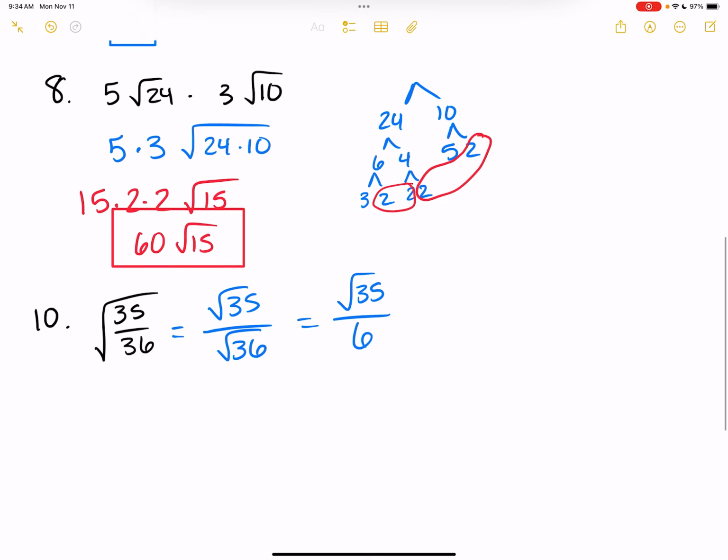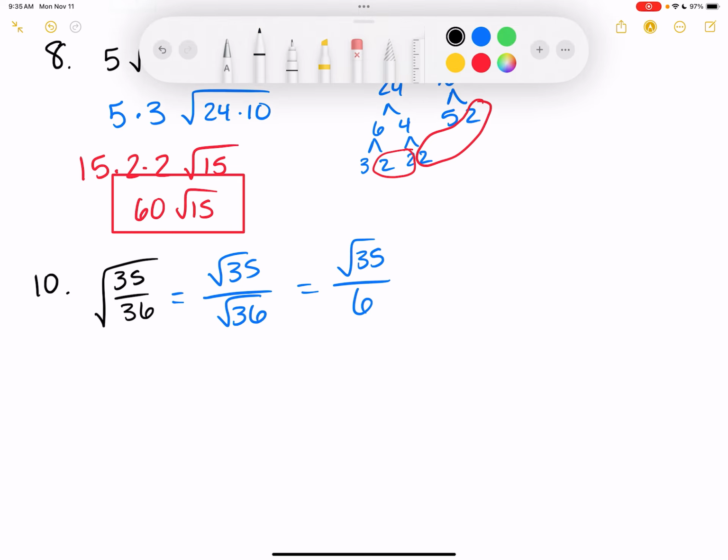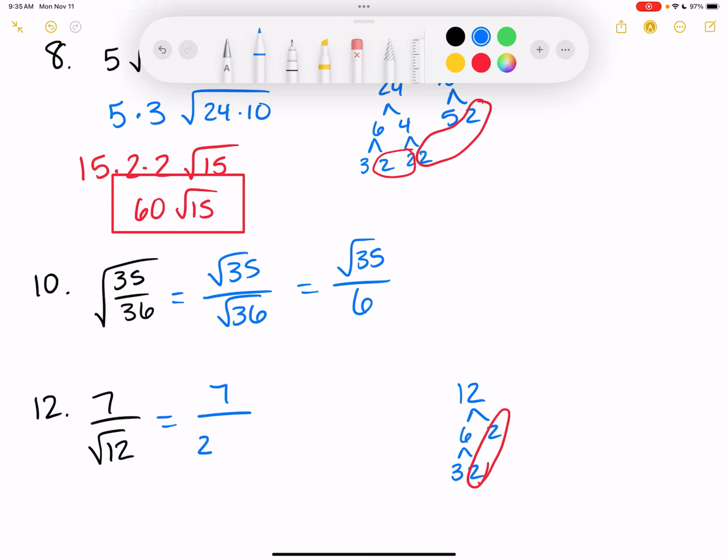Number 11: 7 over the square root of 12. I'm going to break down 12 because it's not a perfect square. So, what does 12 break into? 2 and 3. So I can take out a 2, and I'm left with a 3 inside. So this gives me 7 over 2 root 3.